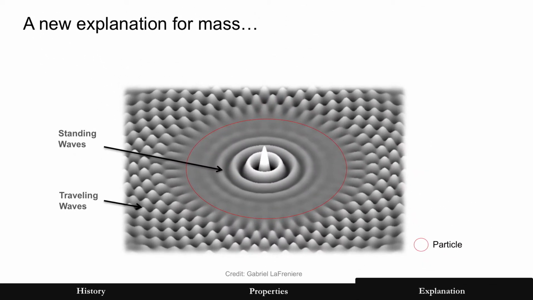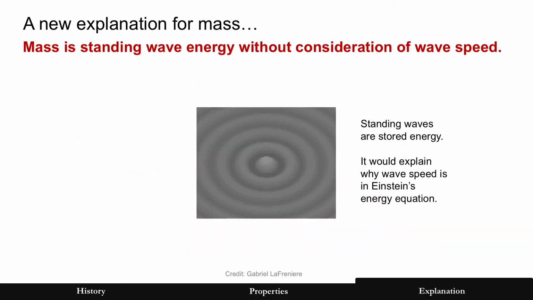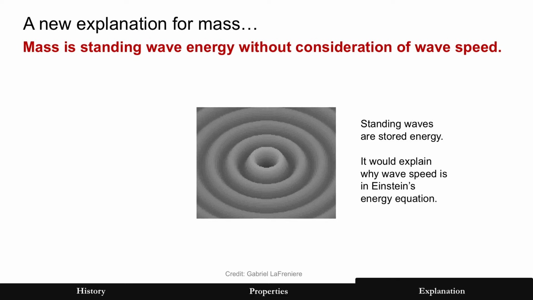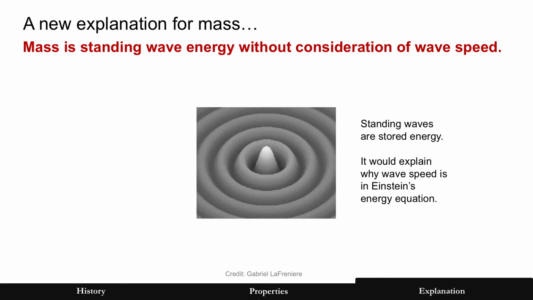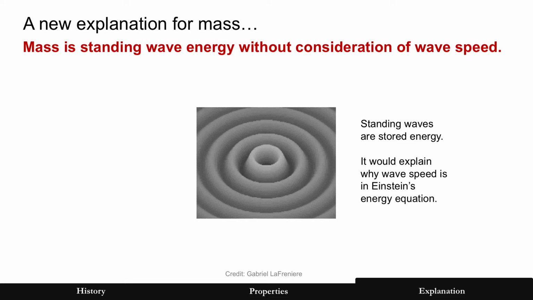All right, so let's get to a new explanation then for mass. Mass is standing wave energy without consideration of wave speed. That's c in the equation. Now, a particle is made up of standing waves, but beyond it, it is traveling waves. And to see what a standing wave would look like, here in the center, that's stored energy. It's not moving. A standing wave is a stationary wave. And this would explain why mass is energy and also why wave speed is in Einstein's equation.